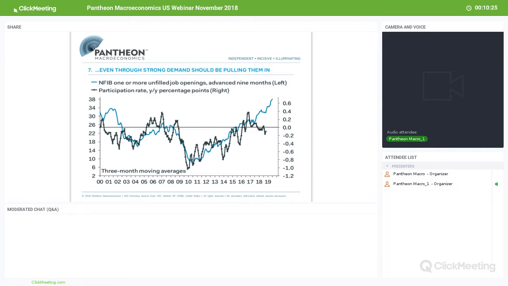And the other line on the chart is the rate of change, again, year-over-year percentage points in the headline participation rate. The gap is wide and widening, and I wish I could tell you I've got great confidence that it's about to narrow, but I really don't. There's no sign of it at all.